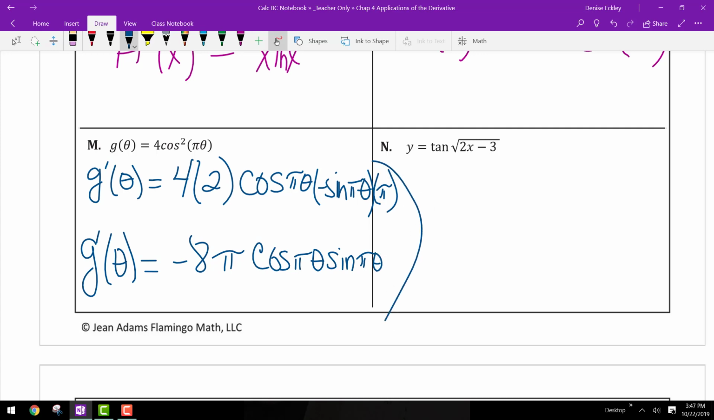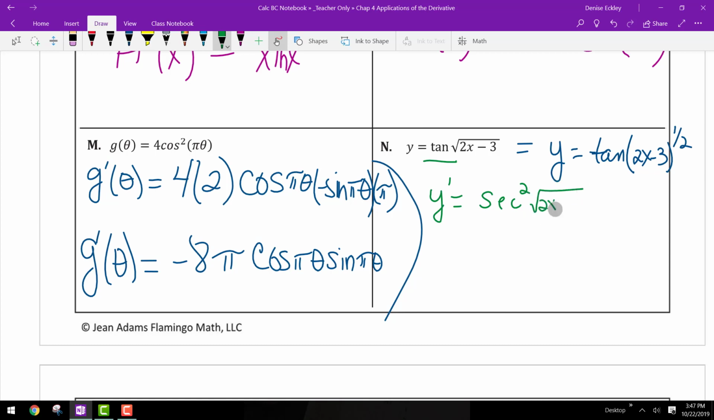Okay, and then for the last one, tangent, I'm just going to rewrite it this way, that y equals tangent of 2x minus 3 to the 1/2 power. Now notice it's not the tangent to the 1/2 power, it's the argument of tangent. So y prime is going to be, we're going to take the derivative of tangent, which is secant squared, the square root of 2x minus 3.